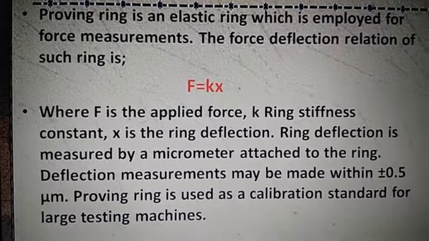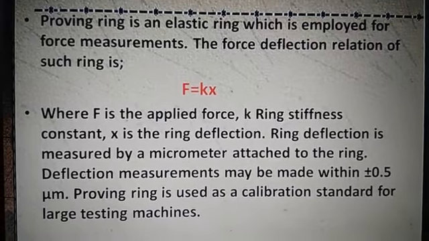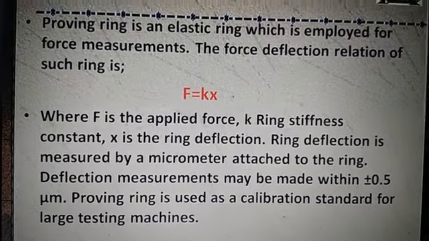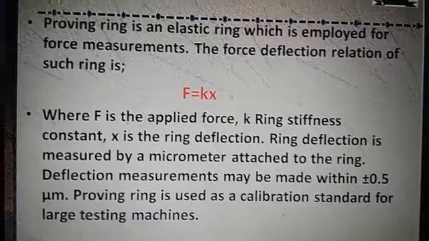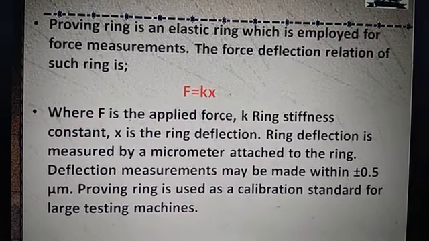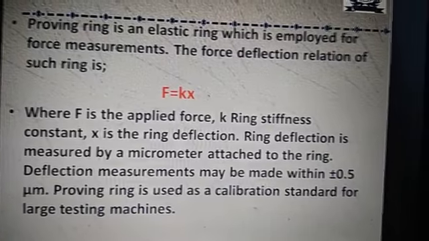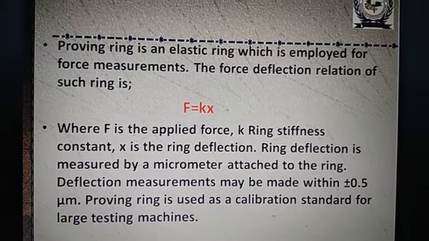Ring deflection is measured by a micrometer attached to the ring, which we have seen in the figure. Deflection measurement may be made within plus or minus 0.5 micrometer. This is the range. The proving ring is used as a calibration standard for large testing machines.